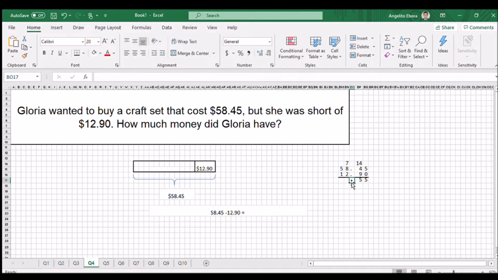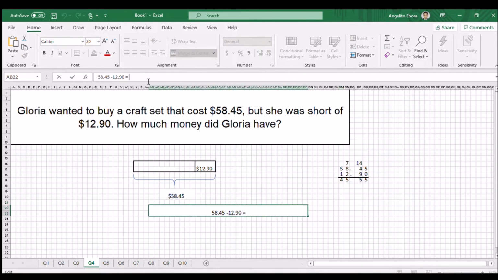Okay, and then the decimal point. So we can subtract 2 from 7, so that is 5. This one, we did not regroup the digit in the tens place, so 5 minus 1 is 4. Sorry, this one should be 4. So now the answer is $45.55. Do you have the same answers? If yes, well done.